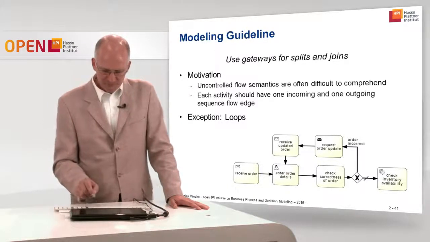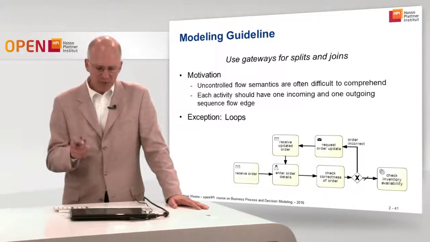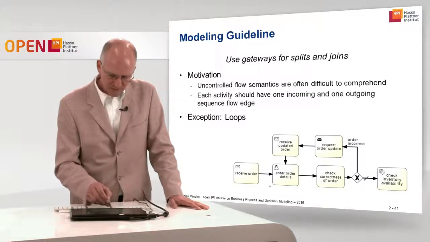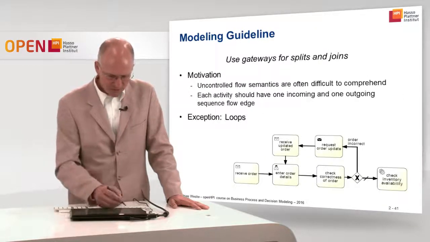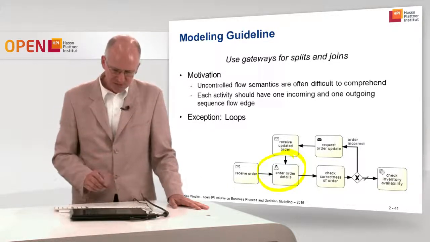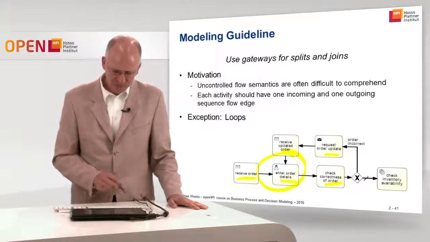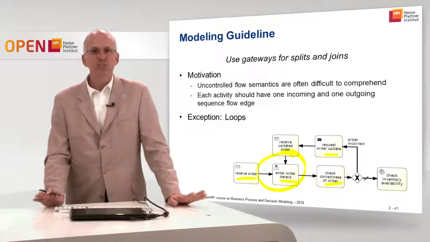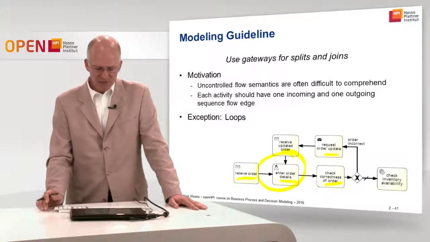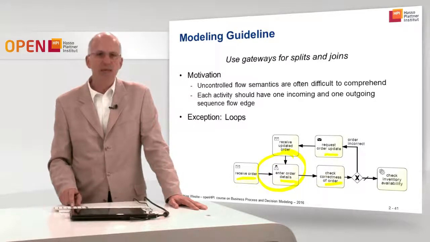There are sometimes exceptions to rules, and here there's an exception: if we have a loop like this, then we can save the XOR join node in the beginning, and we can model this by the two incoming edges. So either enter order details can be started after receive order, or it can also be started after receiving an update. Here, no confusion is possible in this type of structure, so we could use it. But in general, it's a good idea that each activity has one incoming edge and one outgoing edge.